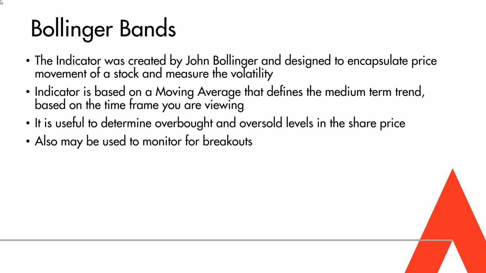The indicator was created by John Bollinger and designed to encapsulate price movement of a stock and measure the overall volatility and/or trend direction. The indicator is based on a moving average that defines the medium-term trend based on the time frame you are viewing. It is useful to determine overbought and oversold levels in the share price and may also be used to monitor it for breakout type trades.